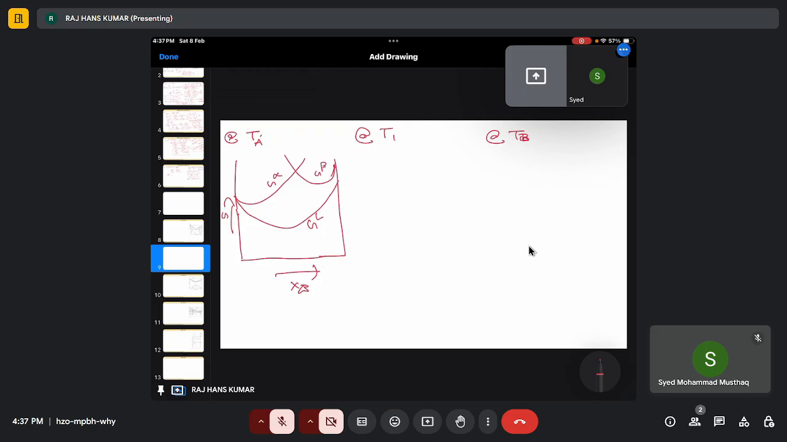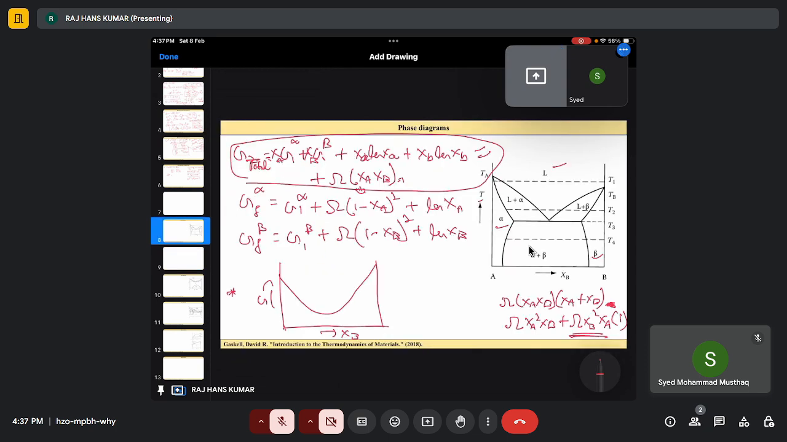At T melting, melting of A. Right? Now what about T1? So T1 is an isothermal line. T1 will be touching alpha and liquid, then alpha plus liquid, then total liquid, right?